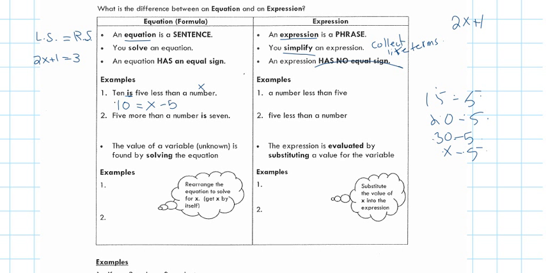I think the second one is easier. 5 more than a number is 7. x plus 5 equals 7, so 5 more than a number, right? More means plus. 5 more than a number means equal to 7. We don't do a lot of this, by the way, in grade 11. But what we're going to do is whatever comes next.